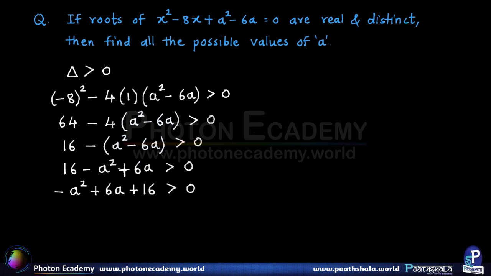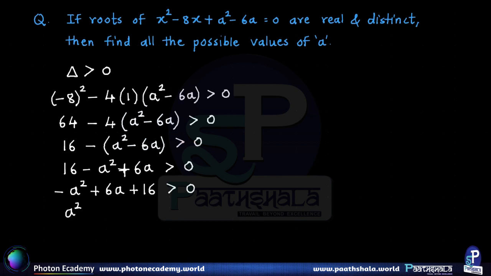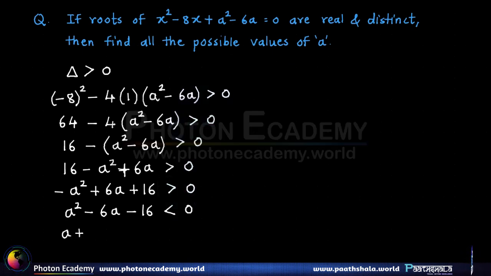Now to make the coefficient of quadratic term as plus 1, we have to multiply both sides of the inequality by minus 1. So changing that, the inequality will also get reversed because we are multiplying by a negative number. Now the expression on left hand side can be factorized as a plus 2 into a minus 8, which is less than 0.